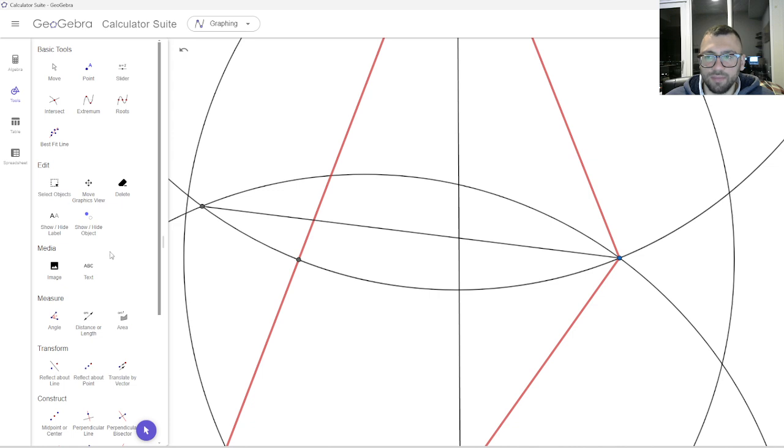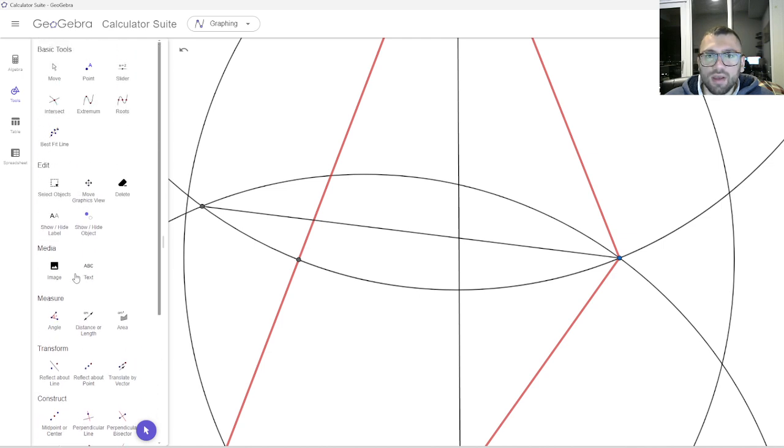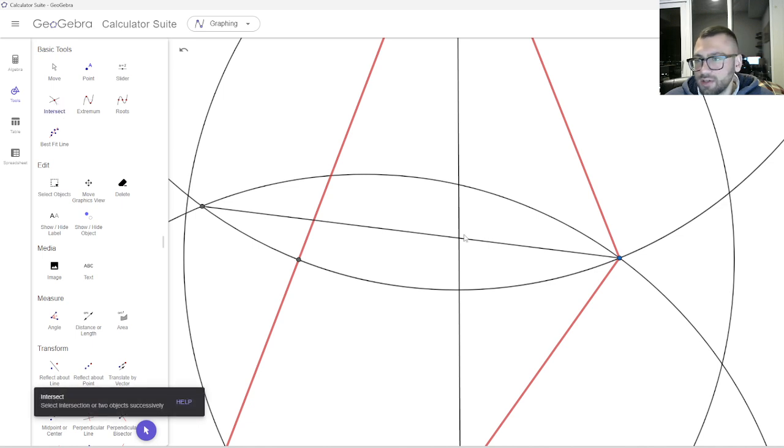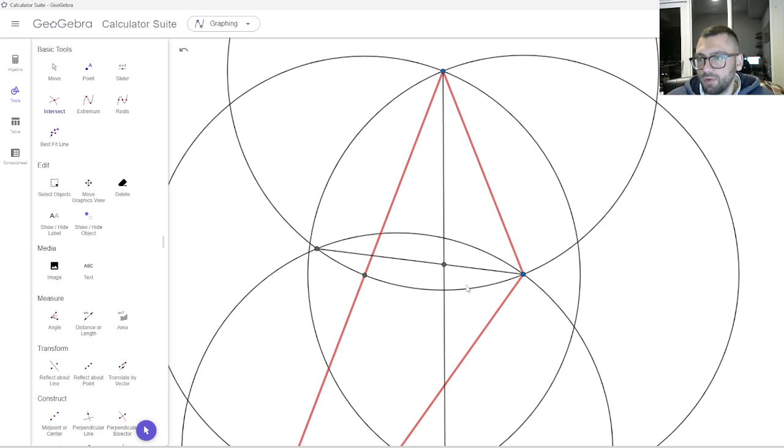We call it, what's the term for it? The in-center. Yeah, literally the in-center. Okay, so let's find the intersection here between those 2 lines. That's what we've got. Cool.